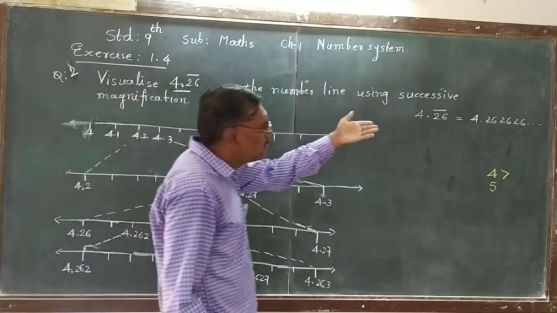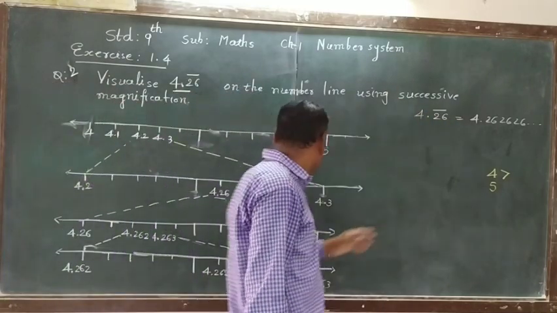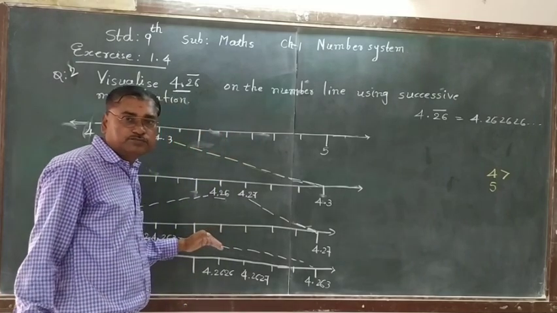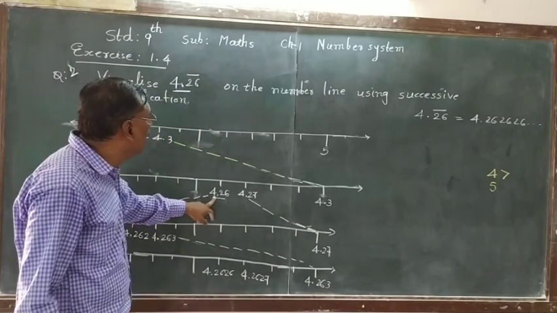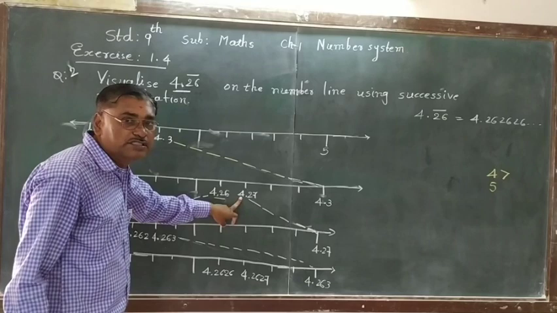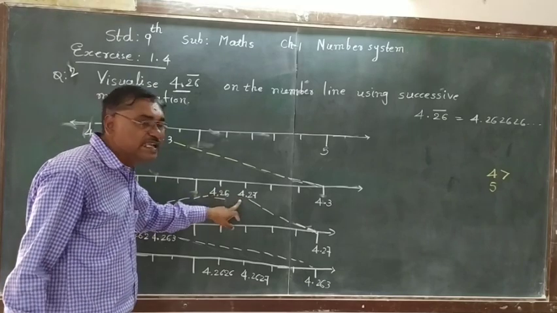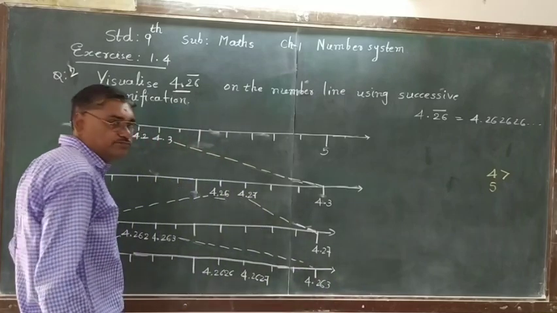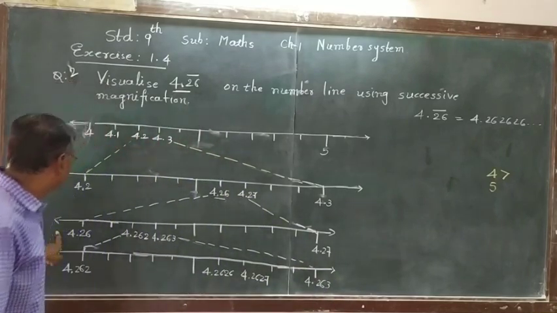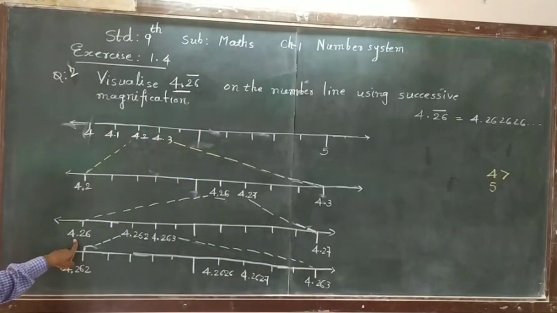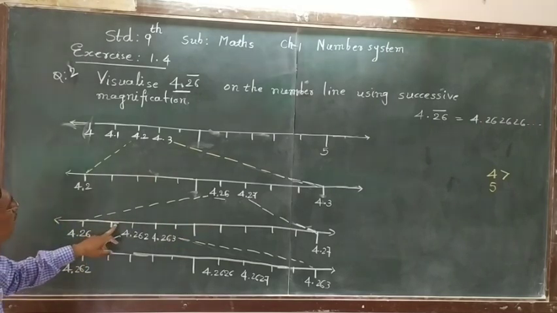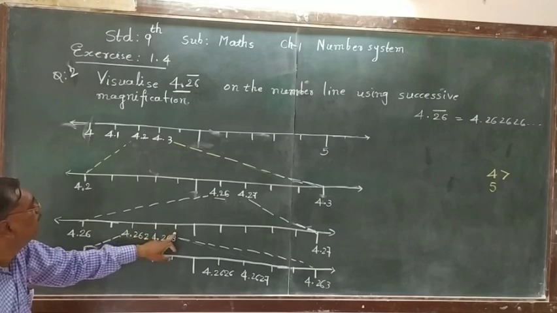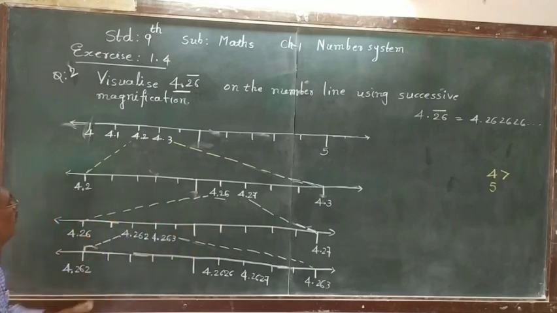But our answer has not ended. It is endless. 26, 26, 26. So we have to go ahead now. Between 4.26 and 4.27 there are another 10 decimals, like this. 4.26, 4.27, another 10 decimals: 1, 2, 3, 4, 5, 6, 7, and so on.